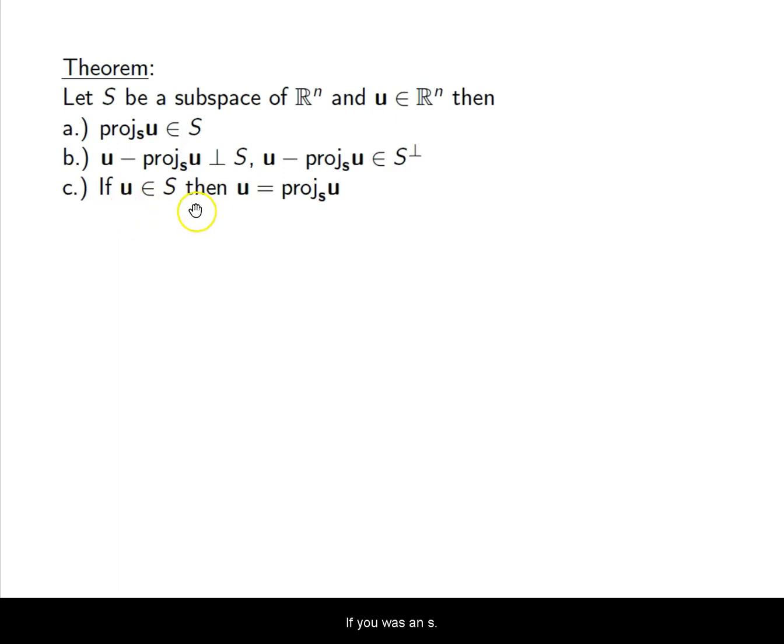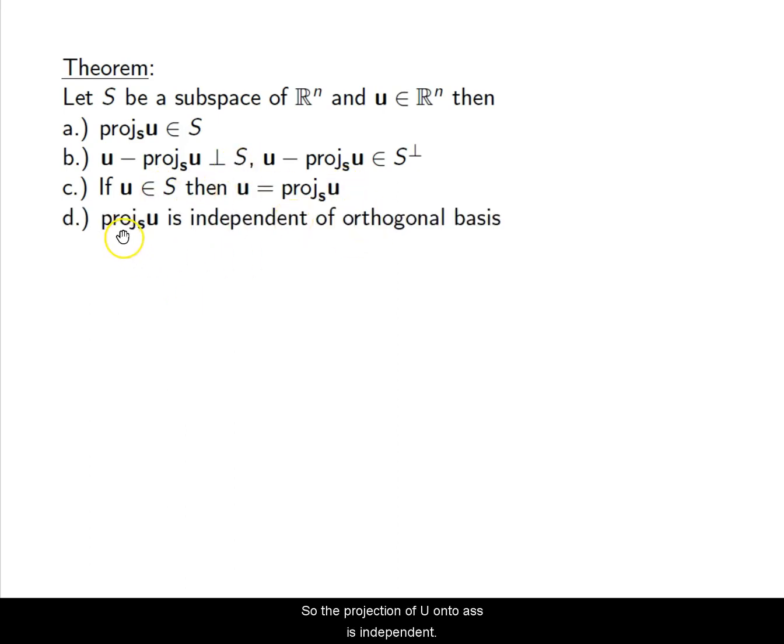If U is in S, then that means that U is equal to its own projection, right? So in order for this to lie in S, it has to be a vector inside of S. It's equal to its own projection onto that subspace. Okay, so the projection of U onto S is independent of any orthogonal basis.